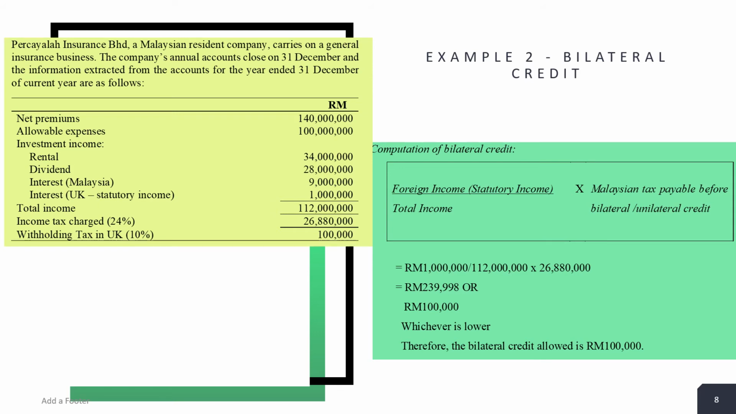Foreign income, take this one, 100,000, and then total income is this one, and then Malaysian tax payable is this one. Okay, so you will get 239,998 compared with tax paid in UK. Whichever is lower is the relief. So where to deduct these reliefs?